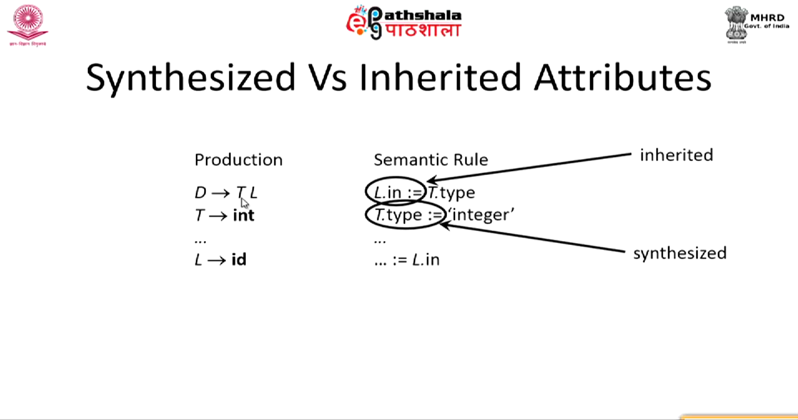So, we call L an inherited attribute. On the other hand, T.type is equal to int. So, T produces int. When I have T here, I will have int as a child of T. So this type of T depends upon its child int. Therefore, I will call T a synthesized attribute. Okay, we will see this example further as we move on.